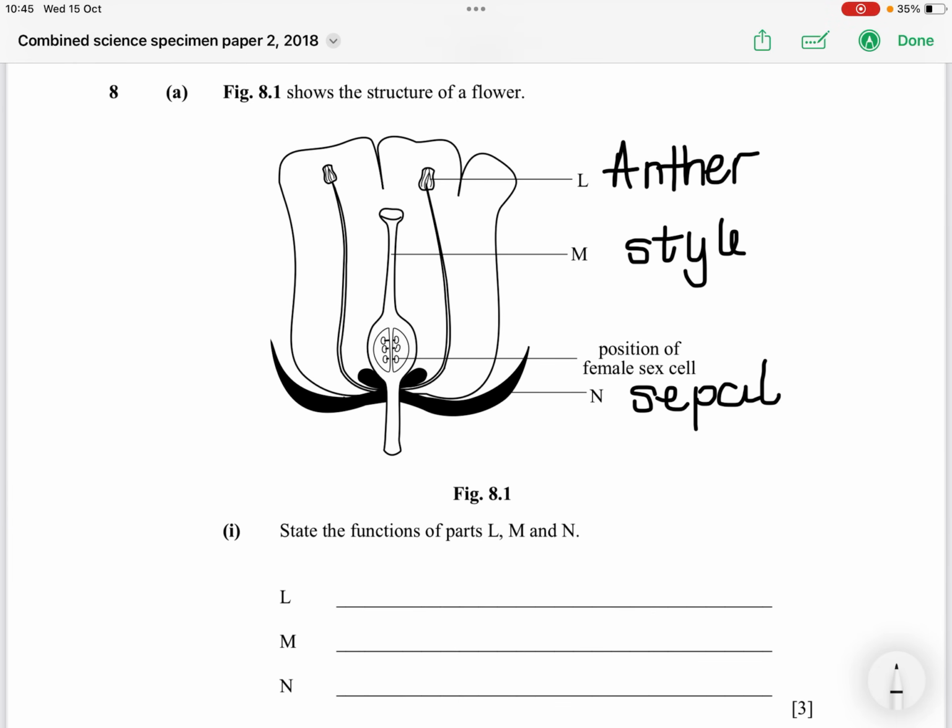It is very important for you to be able to label the structure of a flower. So the function of the anther is to produce the pollen grains. So we write produce pollen grains.